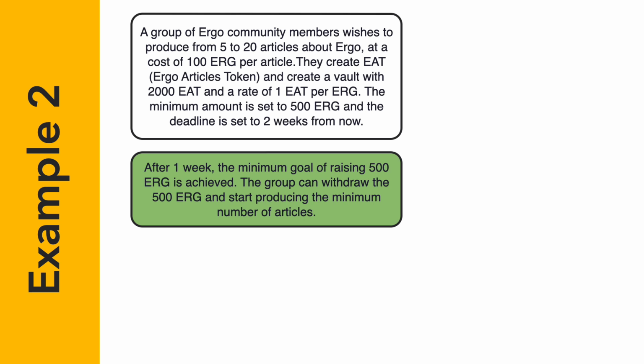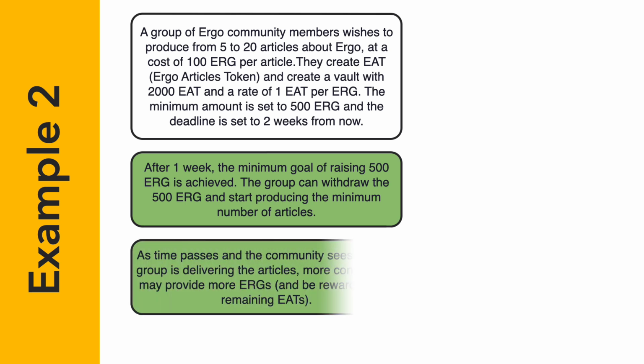So then let's suppose that after 1 week, the minimum goal of raising 500 ergs is achieved. So at that point, the group can already withdraw the 500 erg and start producing the minimum number of articles, like 5 articles. Then as time passes and the community sees that the group is delivering the articles, more contributors may provide more ergs and be rewarded with the remaining EATs that are there in the vault, right? They're up to 2000 EAT.